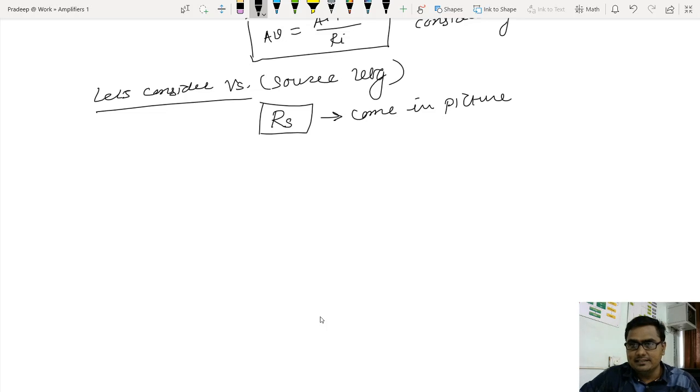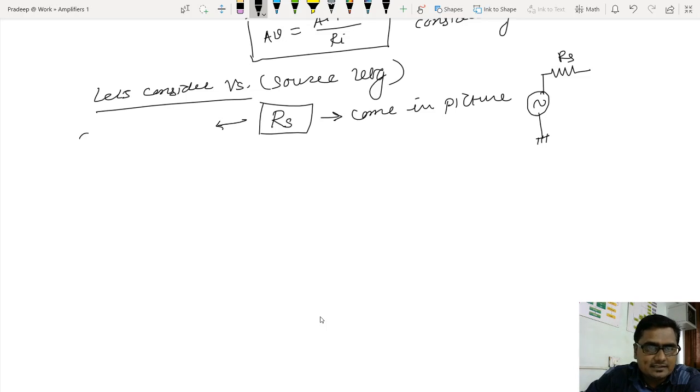We generally draw a source and we draw a series resistance Rs. This is how generally people show the source impedance. So that's why, when I consider the source, I have to consider the source impedance Rs. Rs is the source impedance, so it must be there.